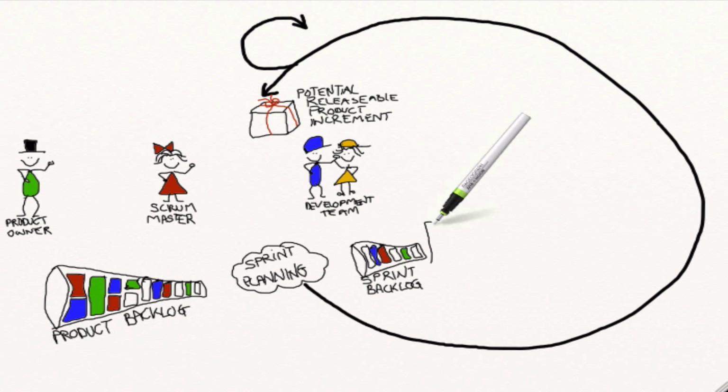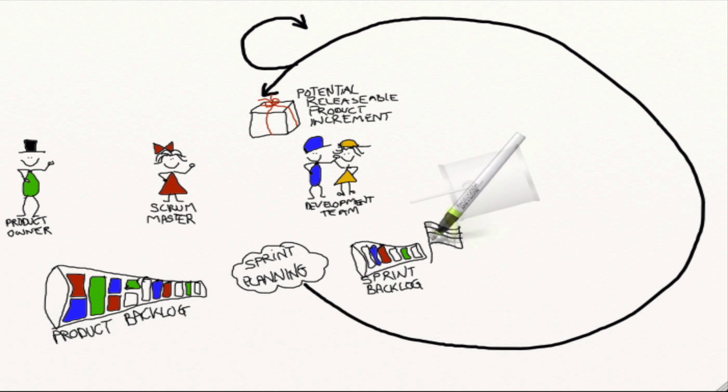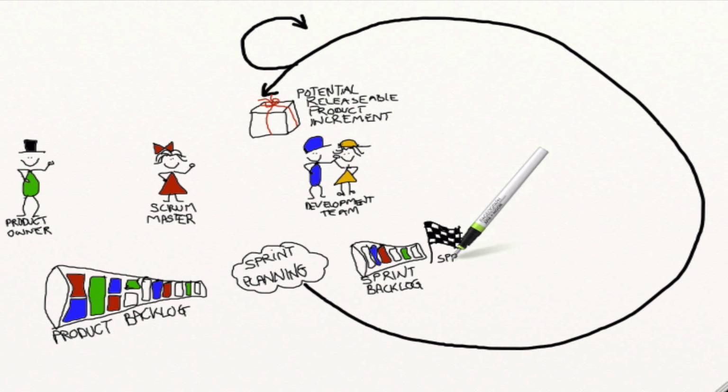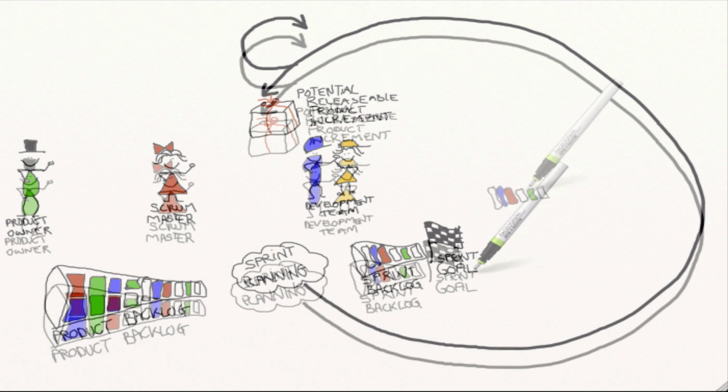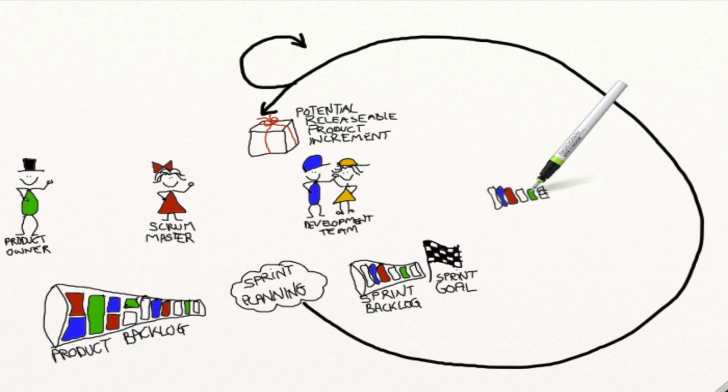Another outcome is the sprint goal, which is an objective that will be met within the sprint through the implementation of the selected product backlog items. The sprint goal is used for guidance to the team during the build of the increment. Another outcome of the sprint planning is a breakdown of product backlog items into tasks.